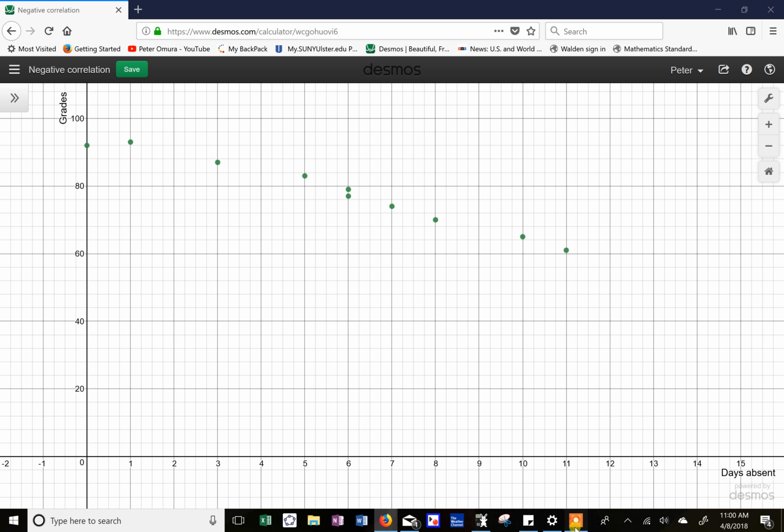But anyway, that's it. That's how you use the line of best fit to make predictions. It's not to predict the future exactly, but it's just to make predictions.